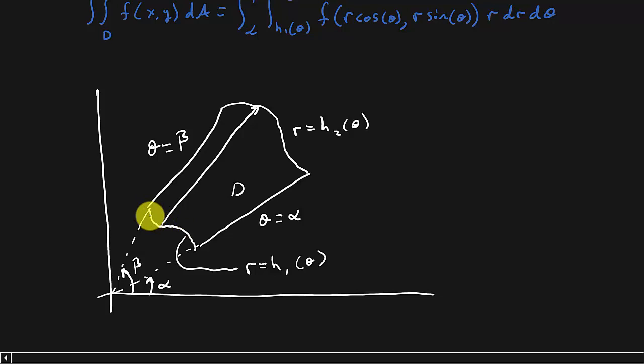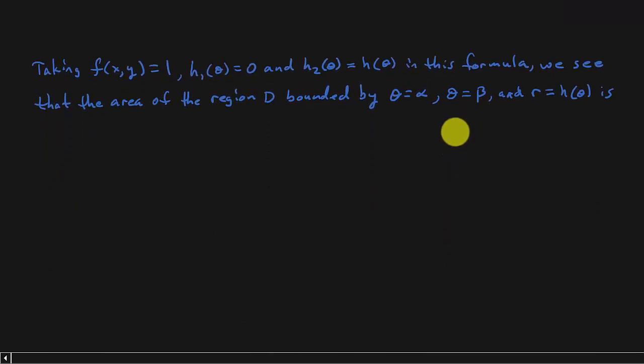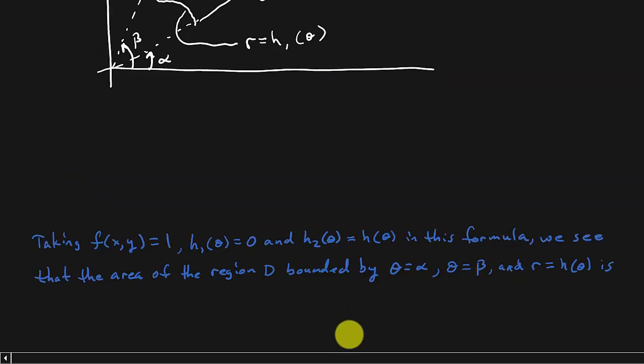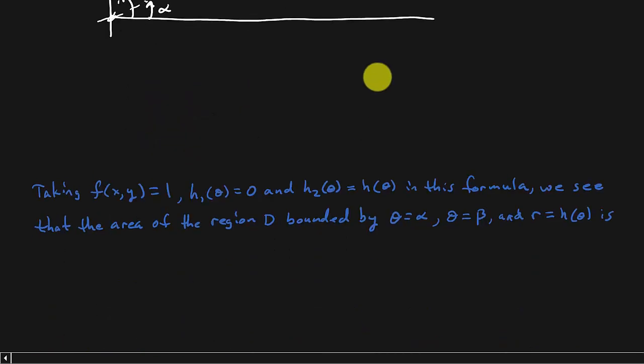You can see it's similar, but remember they weren't functions right here on the ends for r. All right, so let's look at this. We're taking f(x,y) equals 1, h1(theta) equals 0, and h2(theta) equals h(theta). In other words, this right here is not away from the origin. It's 0.